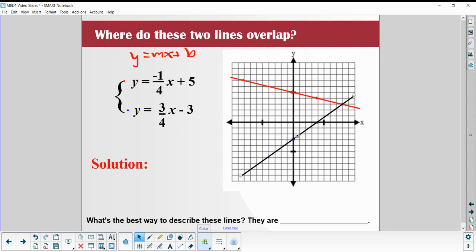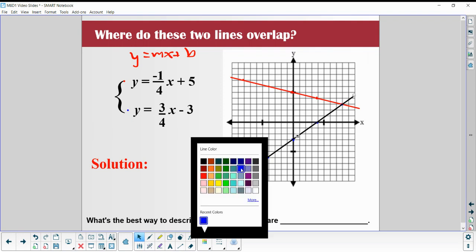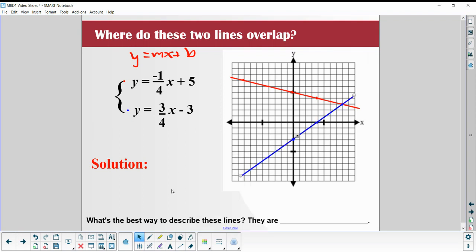So there's that, and we'll change the color to blue. And so then your intersection point is going to be right here. Okay, it's right there. So that point would be over 5, 6, 7, 8, up 3. So it's going to be 8, 3. The best way to describe these lines is that they are intersecting. Okay. So that should give you enough background to hopefully help you with today's assignment. We're going to practice.